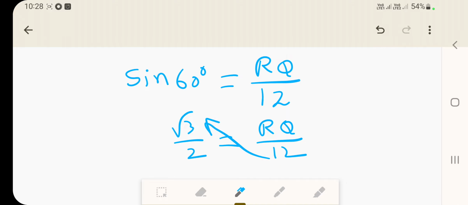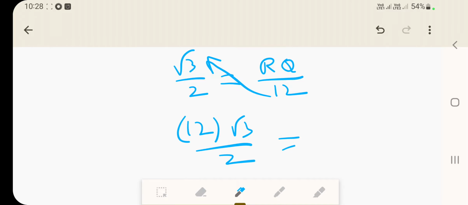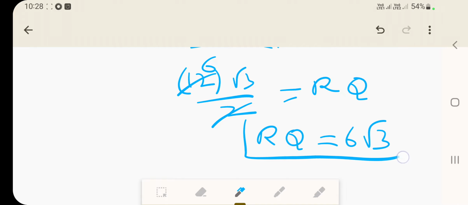Just cross multiply, bringing 12 to the left hand side and keeping RQ on the right hand side, so we get 12 into root 3 by 2 is equal to RQ. Now 2 sixes are 12, so we get RQ is equal to 6 root 3. So this is the answer they have asked. Okay, RQ and QR are both the same, and PR is what they have asked.